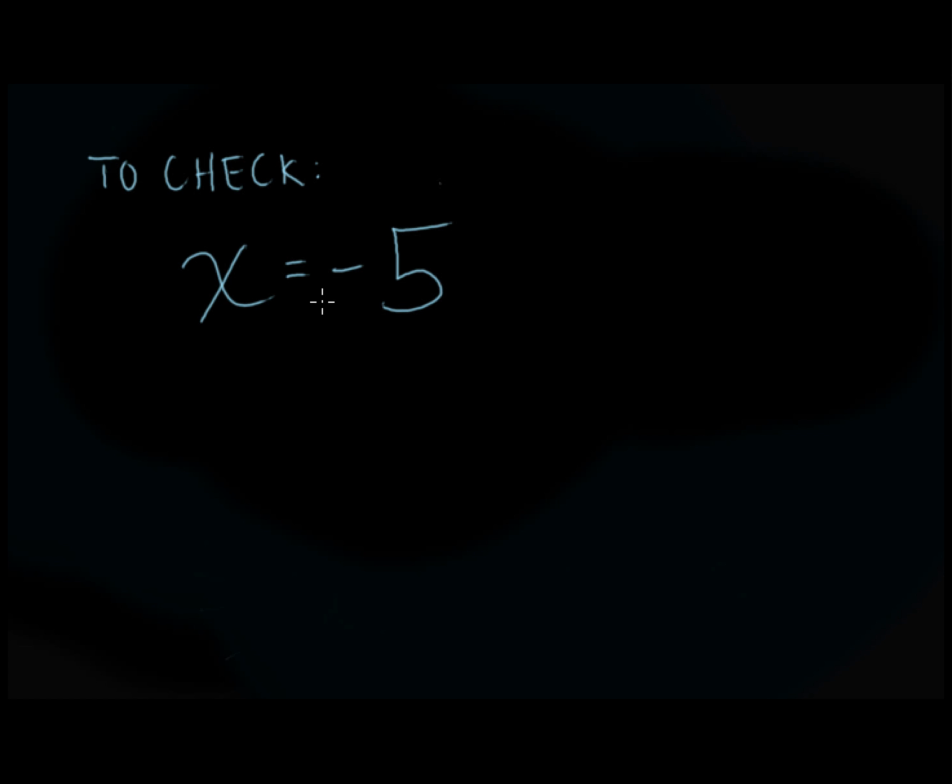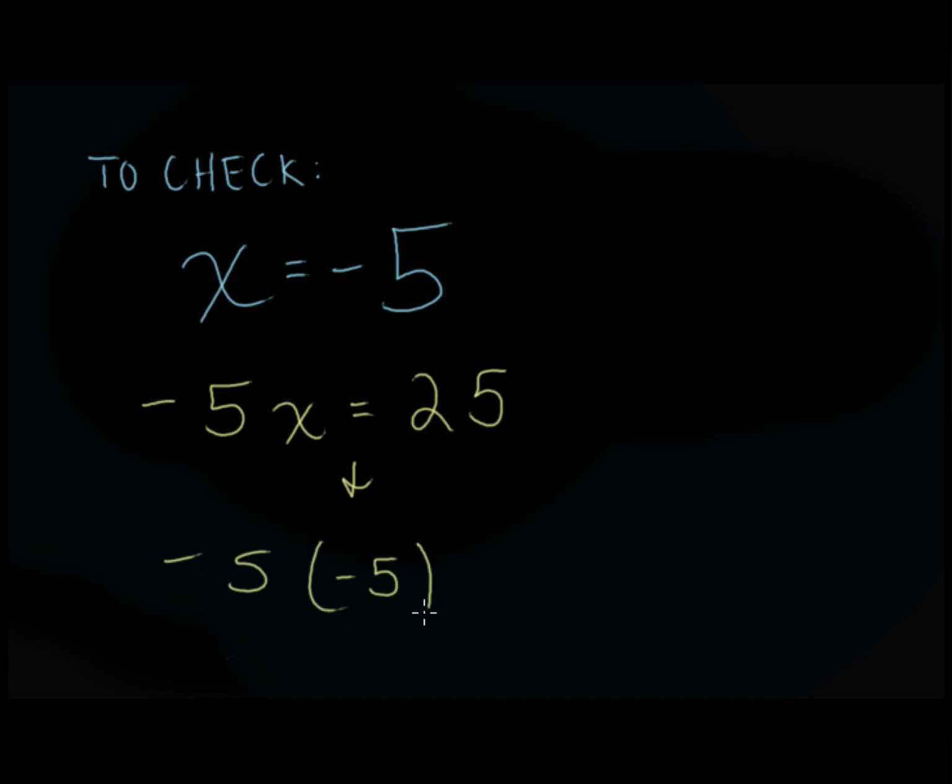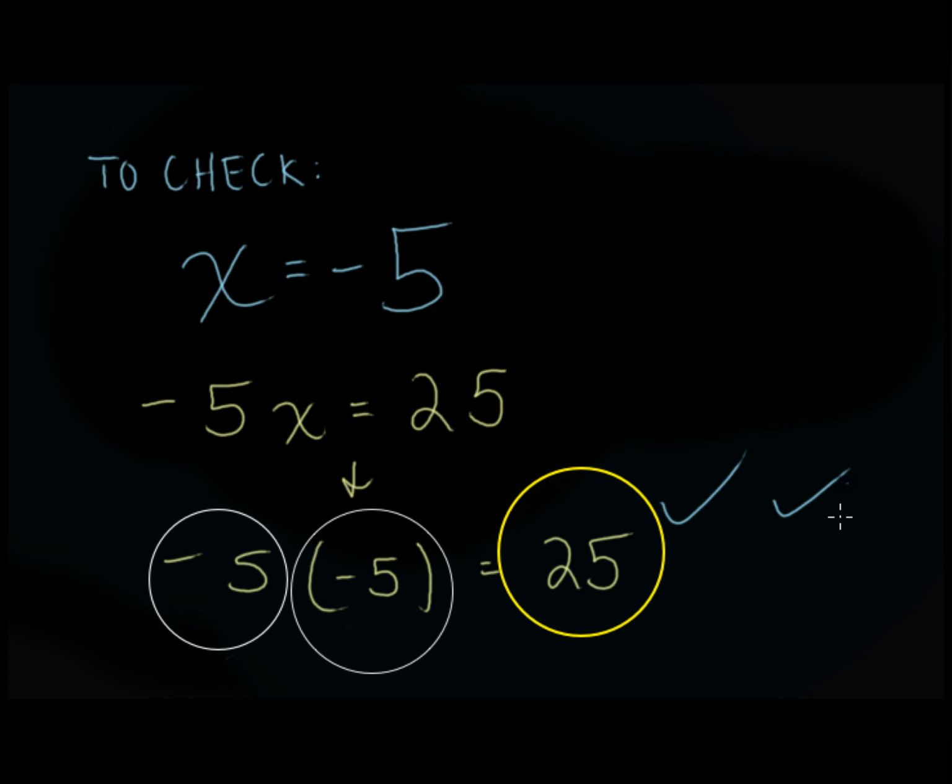Once again, in order to check this answer, we plug in x equals negative 5 into our original equation. Negative 5 times negative 5 is equal to 25. This answer is correct because multiplying these two negative numbers results in the correct positive answer.